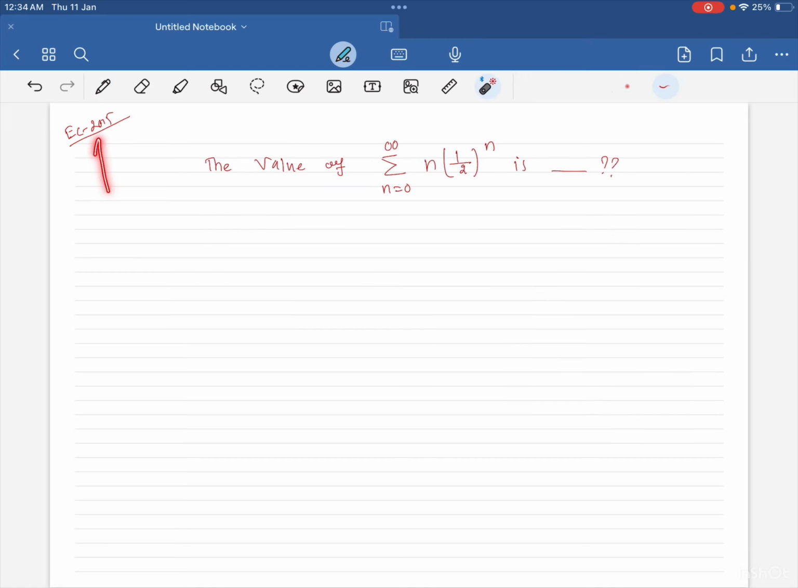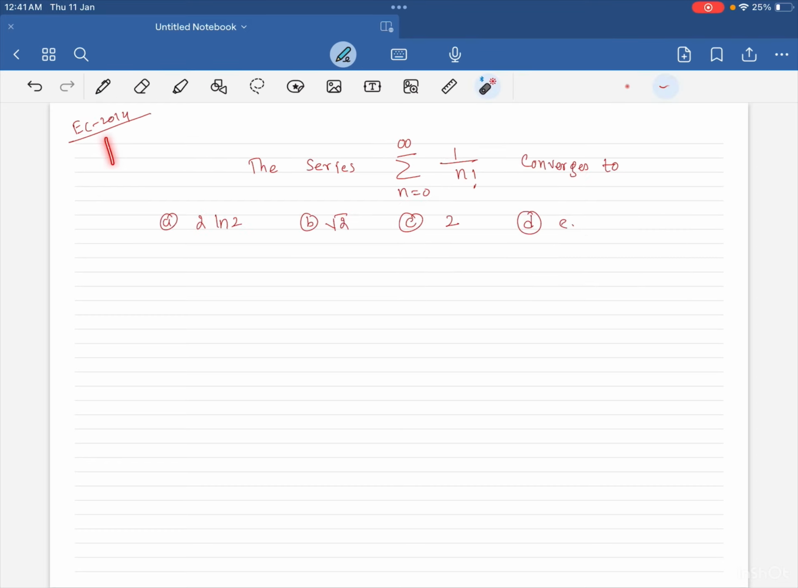So this question is from EC 2015, and this question is again based on the similar question you have done, right? So we have to find this summation, and you see here this is n and this is alpha, right? And this summation is nothing but alpha divided by 1 minus alpha whole square. So that will be 1 by 2 divided by 1 by 4, that is going to be 2.